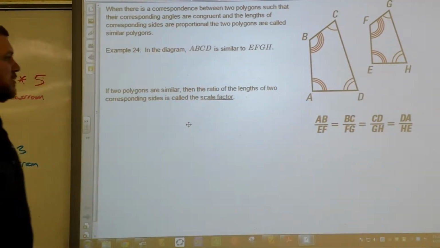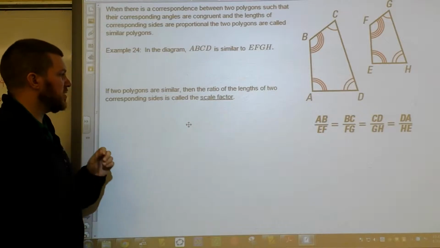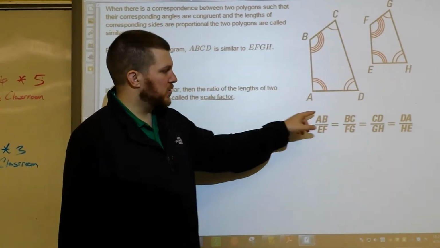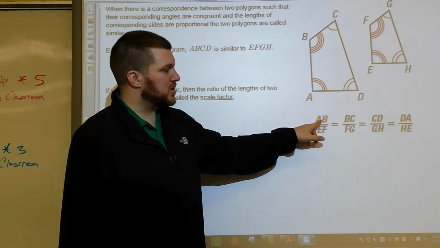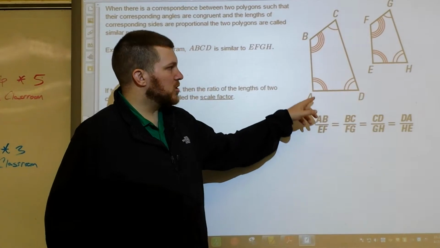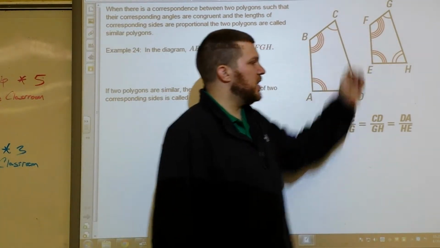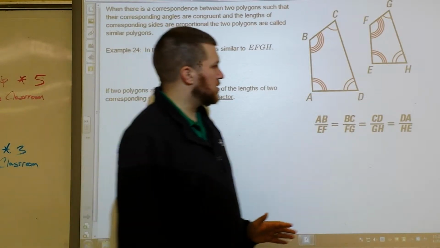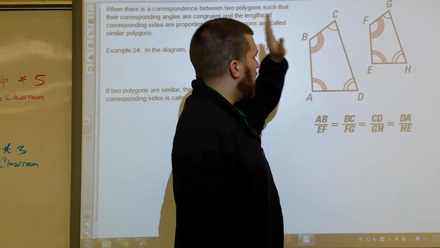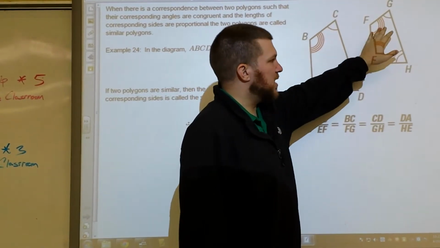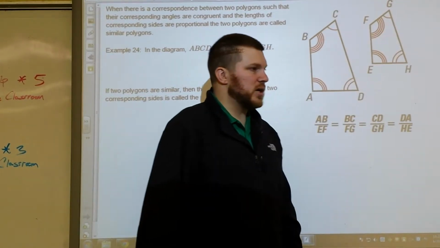If two polygons are similar, then the ratio of the lengths of two corresponding sides is called the scale factor. So when you find this ratio of the corresponding sides, AB compared to EF, that is going to be called the scale factor if we actually had numbers in it. So for instance, we might say that quadrilateral ABCD is 2 times the size of quadrilateral EFGH.